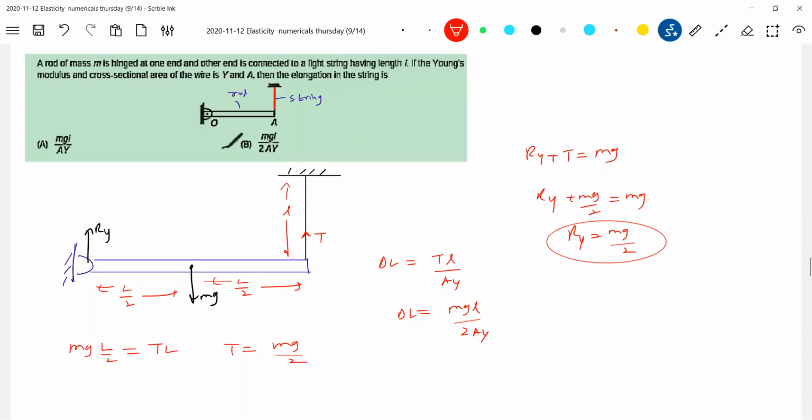So many problems in rigid body mechanics are there where the string has come. There I can ask you, find the elongation in the string, so that delta L will be very small. Then the rod, is it horizontal? We assume it to be horizontal.